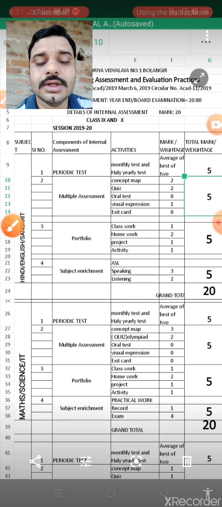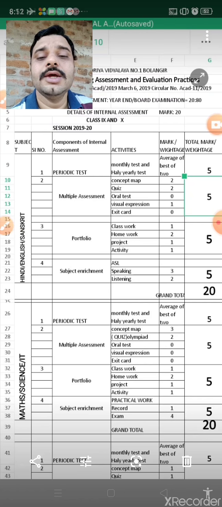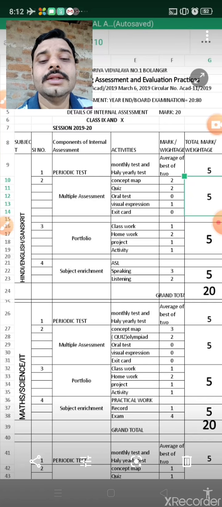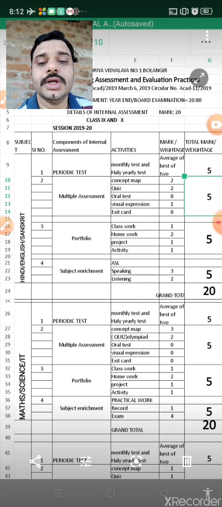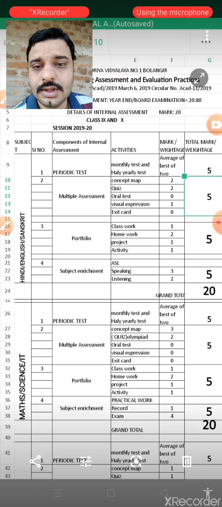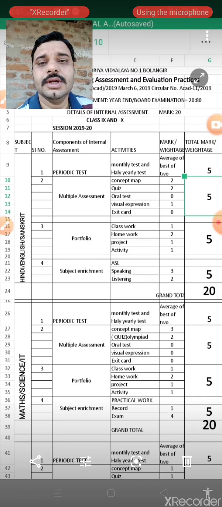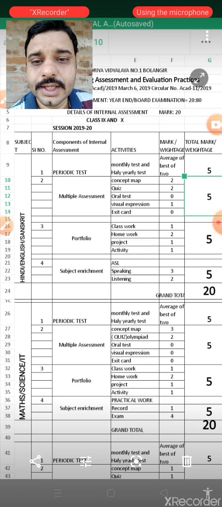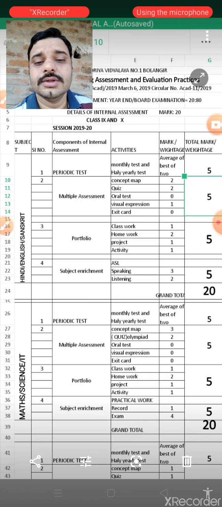Quiz. Last year some online quizzes were conducted by quizzes link. Some students participated, and this year also we will conduct some kind of quizzes, and there your participation will ensure good marks. And then visual expression. Visual expression is actually also indirectly related with your classroom participation, and your activities inside the classroom, and how you enjoy the classroom. That is also an important part.